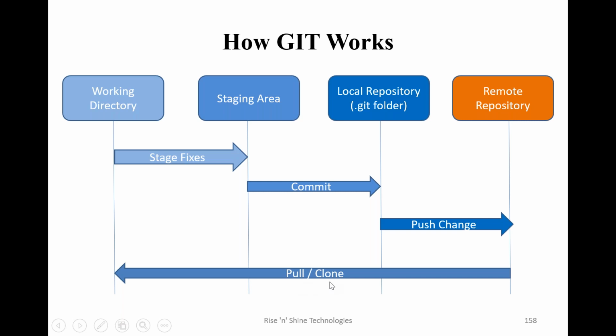Clone is for the first time. If you don't have the remote repository mapped with the local repository, then we completely clone the remote repository to the local repository. It's an entire copy taken from the remote to local. But pull verifies the local repository against the remote repository, finds what changes or updates we have, and only those updates are taken from the remote repository and merged into the local repository.